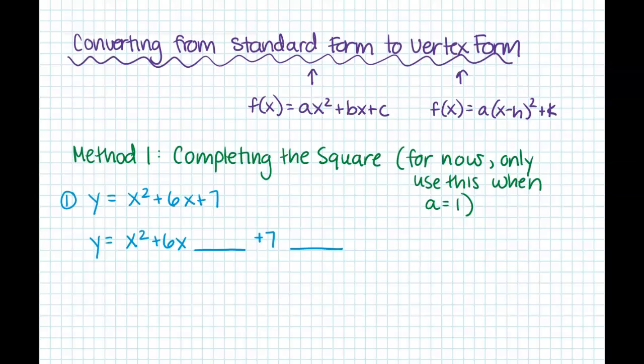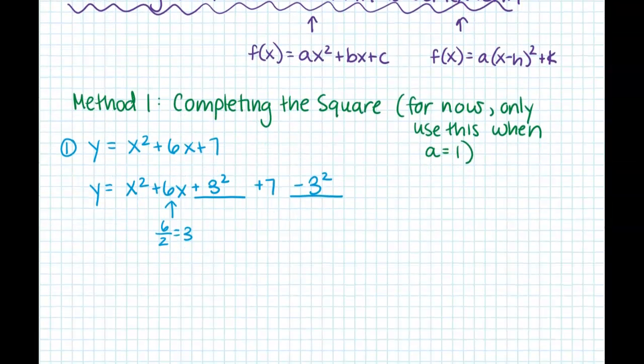The idea behind completing the square is we're going to make x squared plus 6x plus something into a binomial squared. So we'll take 6 over 2, which is 3, and add 3 squared. Then after the 7, we subtract 3 squared. We add and subtract because the net effect is 0, so our equation's value doesn't change. That's why we're allowed to do that. Now we have y equals x squared plus 6x plus 9, and then plus 7 and minus 9.